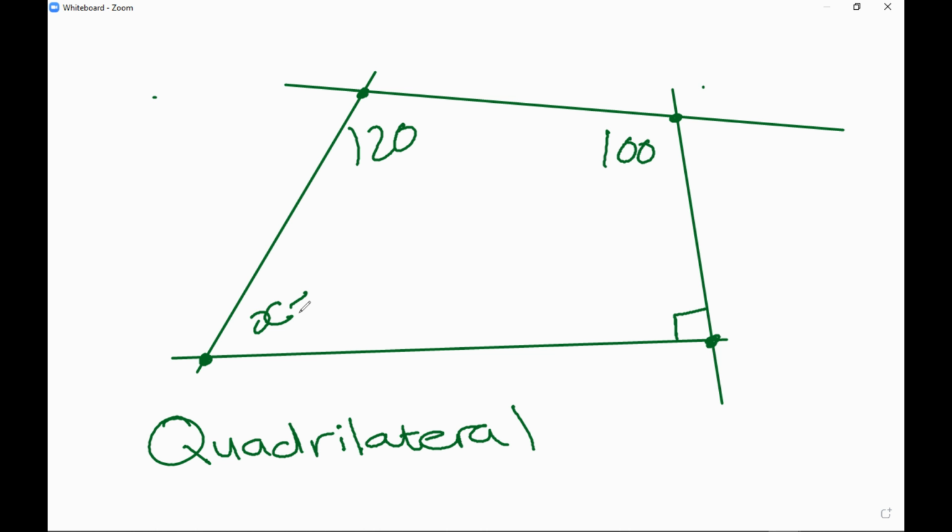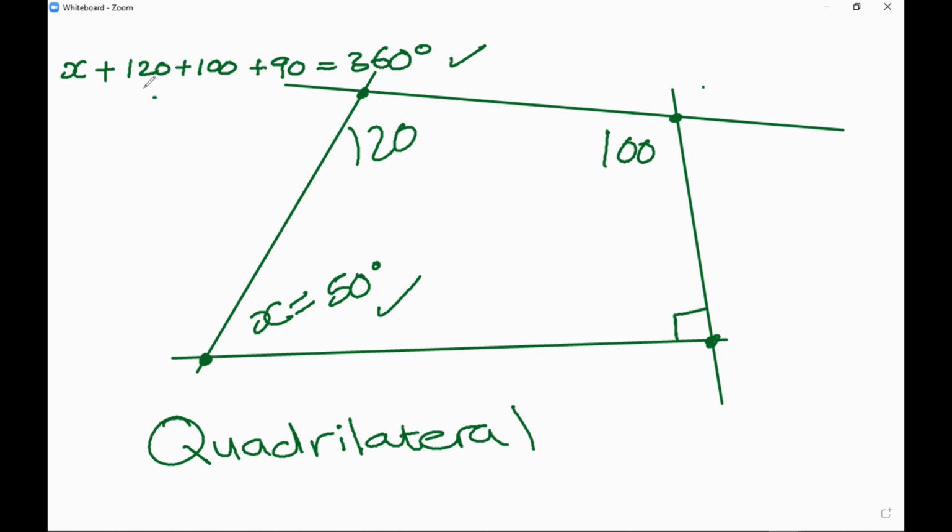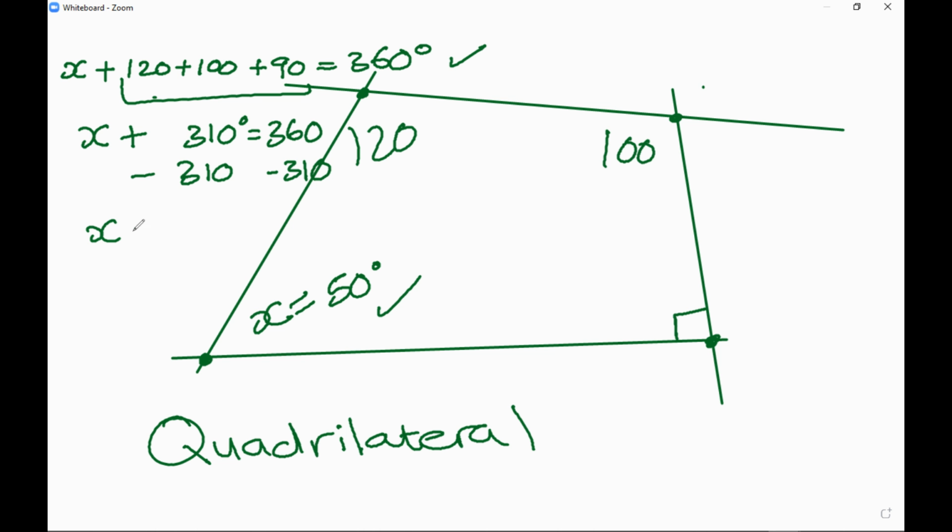50 degrees. And that's the answer, right? But if you have to write your work in and you have to work it out, you would go x plus 120 plus 100 plus the block, which is 90, equals 360 degrees. And that would be a mark if you need to show working. And then you'd add that up. That'll come to 220 plus 90 is 310. So 310 plus x equals 360. And this is how you would normally write it. You then minus 310 on both sides, and you get x equals 50 degrees.